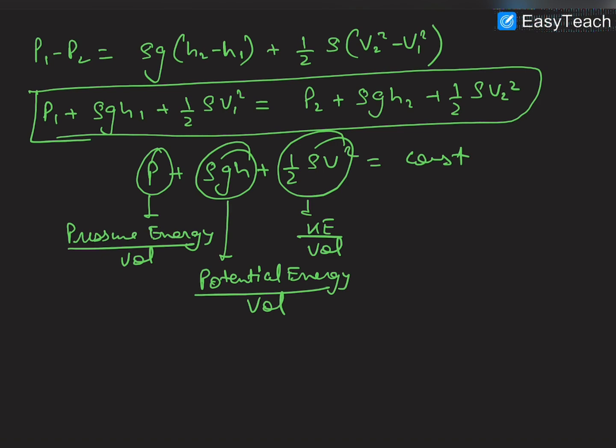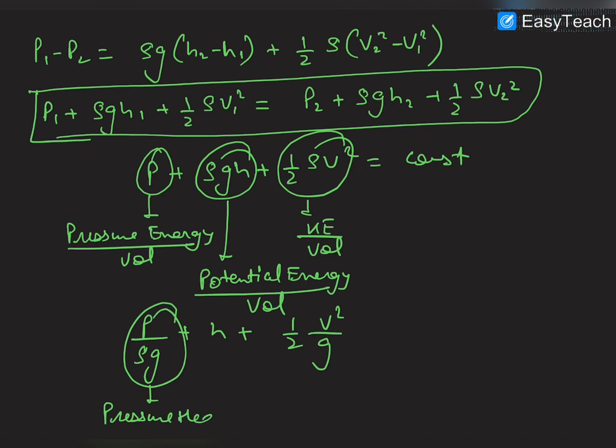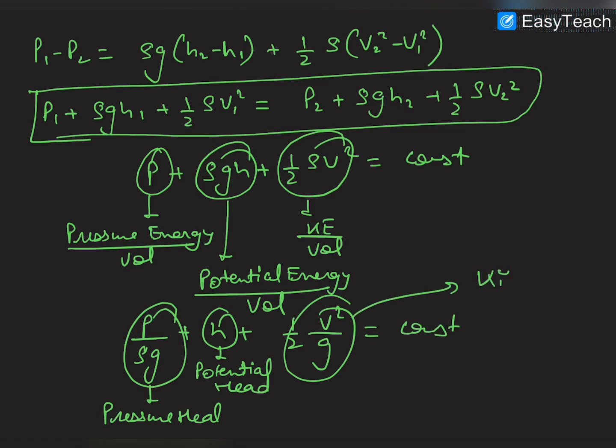Now, if we divide this complete equation by rho g, it would be P by rho g plus h plus half into v square by g. So this is another form of Bernoulli's theorem, and this term is called pressure head. This is potential head. And this sum is constant.